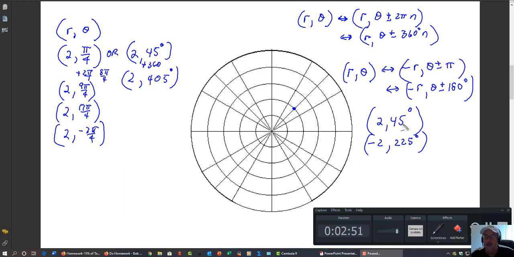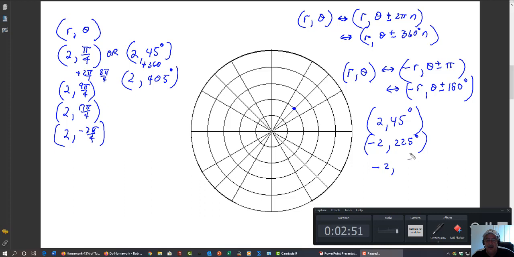Now, also, you could add 180 to that, and you could say that this is -2, and then 180, or I'm sorry, if we subtract 180 from this, what am I saying here?